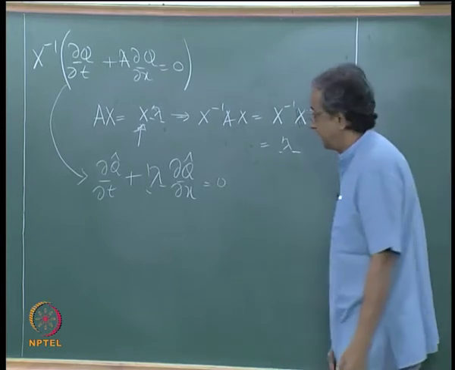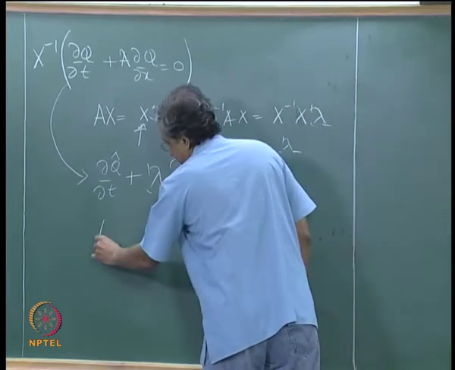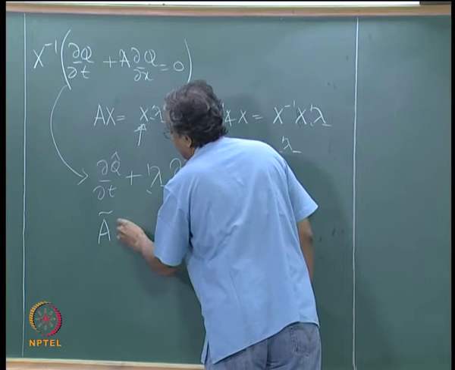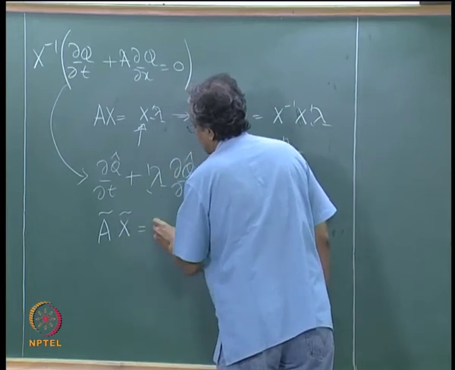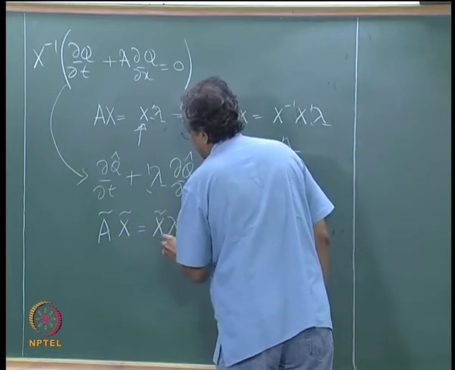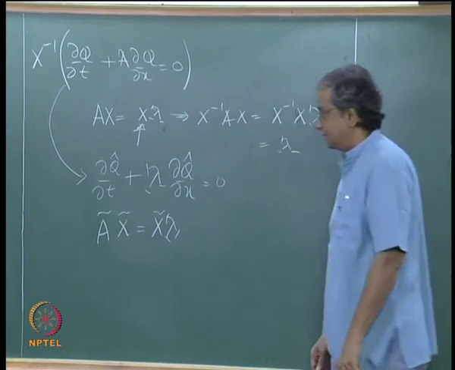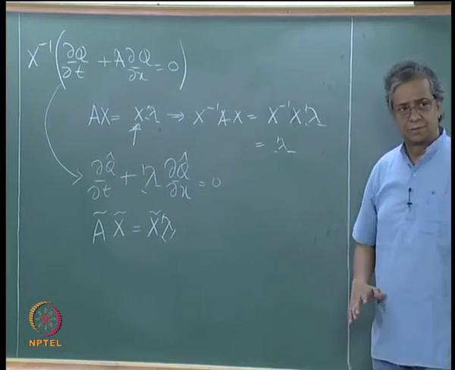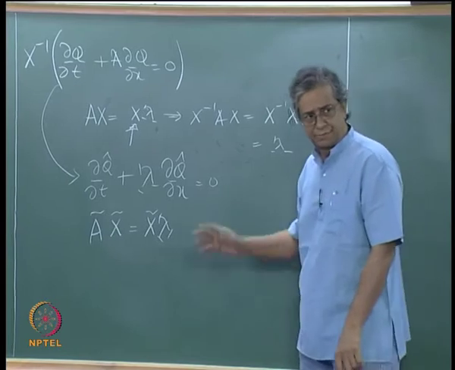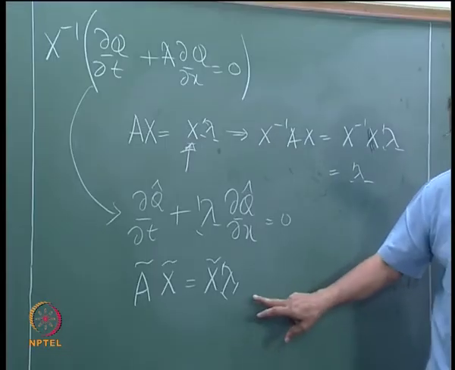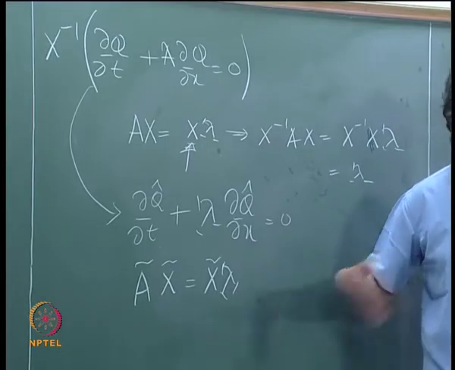Correspondingly, for A tilde, there is A tilde X tilde equals X tilde lambda, because A tilde and A are related through a similarity transformation. The lambdas are the same, but the eigenvectors need not be the same. That you will verify, right?